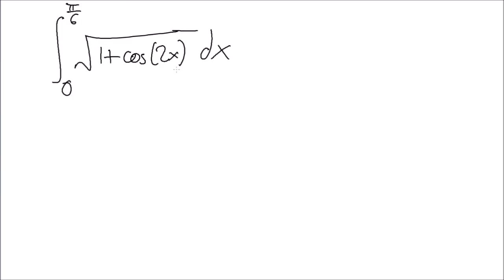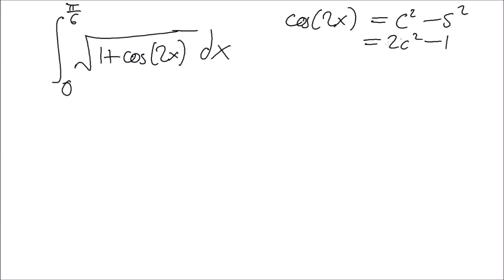We have 1 plus cosine 2x. So what do we do here? Well, for my trig identity, if you remember cosine 2x, from what I showed you, it's very good to memorize that. This is cosine square minus sine square, right? This is also equal to 2 cosine square minus 1, or 1 minus 2 sine square, right? Now, I want 1 plus cosine 2x.